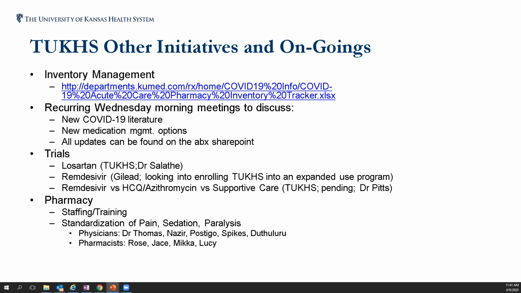I've created another tracking sheet in which it can run reports in terms of how many patients are on certain drips, with the caveat of what strength vial is being used to make those drips, to determine how many vials we would need in 24, 36, 48 hours. We do that double check with our supply chain to ensure that we have something on hand for over the weekend, in case a shipment of something didn't arrive. We also have recurring Wednesday morning meetings to discuss new COVID literature, new medication management options, and then all updates are found in our SharePoint.